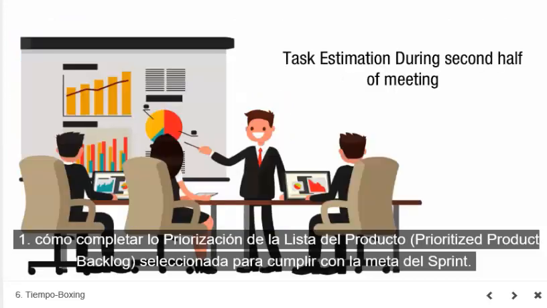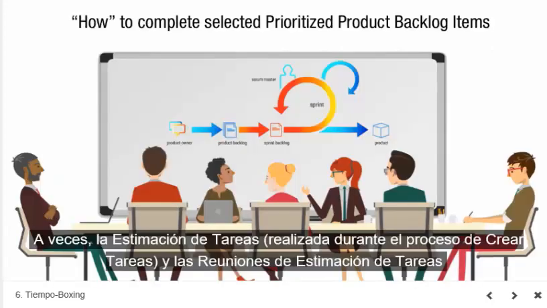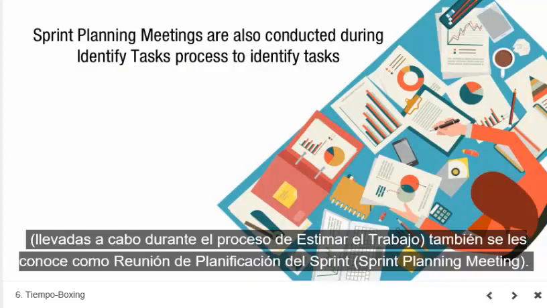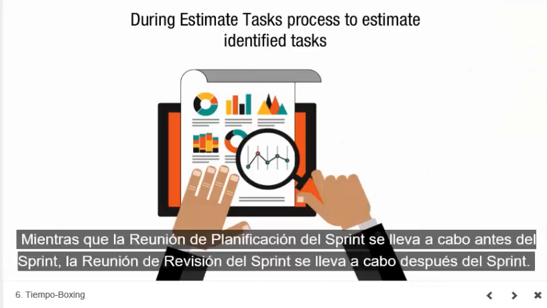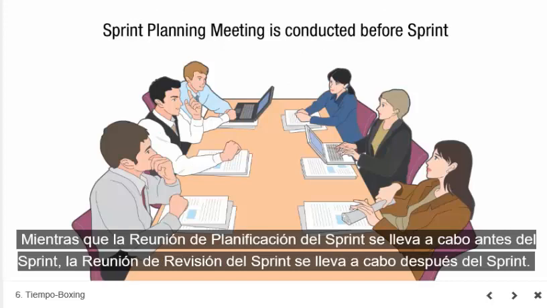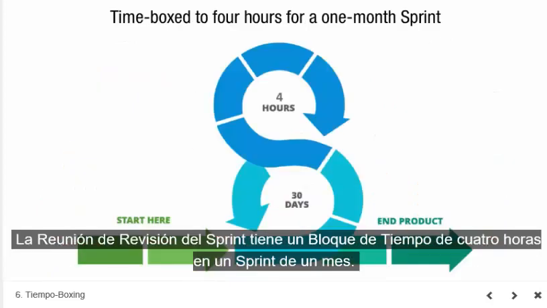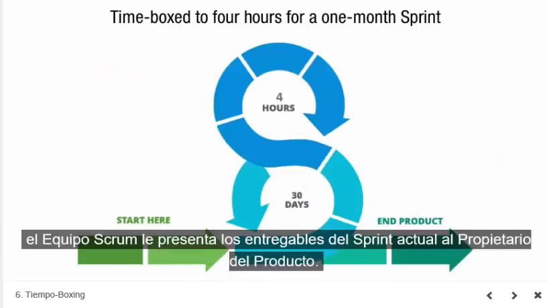Task estimation. During the second half of the meeting, the Scrum team decides how to complete the selected prioritized product backlog items to fulfill the sprint goal. In this context, sprint planning meetings are also conducted during the Identify Task process to identify tasks and during the Estimate Task process to estimate identified tasks. While the sprint planning meeting is conducted before the sprint, the sprint review meeting is conducted after the sprint. It is time-boxed to 4 hours for a 1-month sprint.